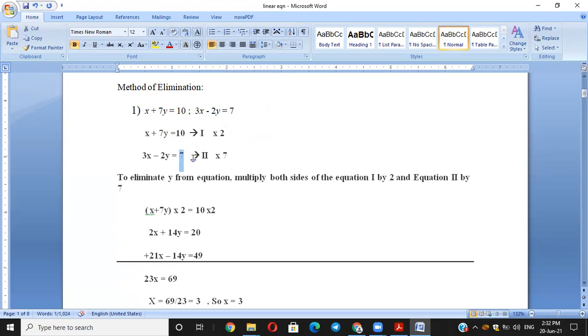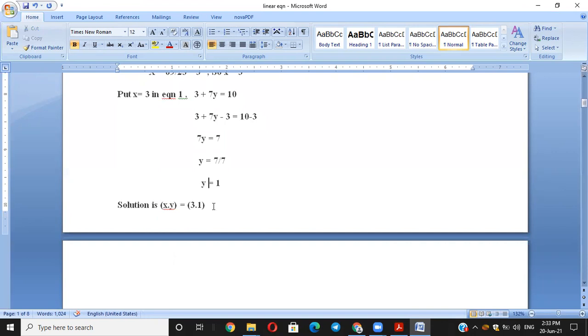So understand that the values of x and y satisfy both the equations. It is very, very important to understand that if you find the values of x and y, they are the solution to the simultaneous equations, which must satisfy both the equations. Okay, clear with the concept? So here the answer for the problem is, solution is (x, y) equal to (3, 1).